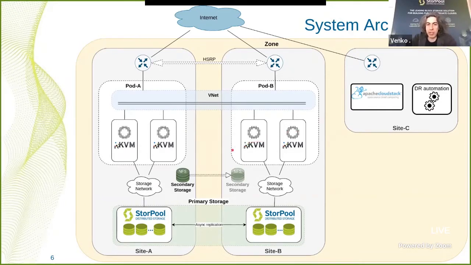The entire infrastructure is defined in CloudStack in a single zone. So we have one zone with two pods, one pod for each site, and in each pod we have a cluster with KVM nodes. In each site, there is a separate primary storage cluster, StorPool primary storage cluster. So the two primary storage clusters that run in the two sites can operate fully independently. So if one of the sites goes down, the other cluster will continue normal operation.